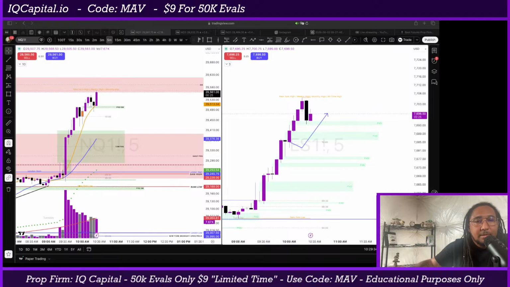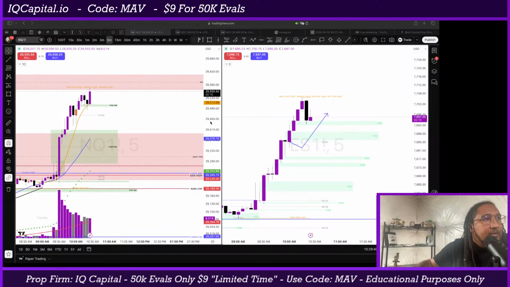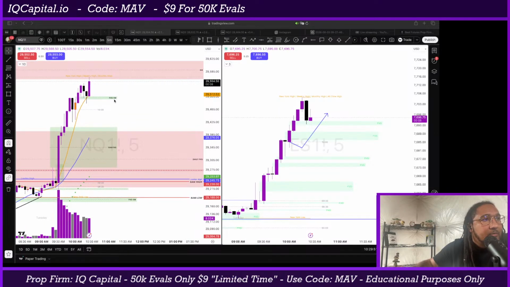So we're getting a tap into that 4-hour. So let's see how deep into this 4-hour that price decides to go. Now, after a tap into this 4-hour fair value gap, we do have this 5-minute inefficiency that I'd like to see inverse before possibly jumping into some shorts here on NQ.